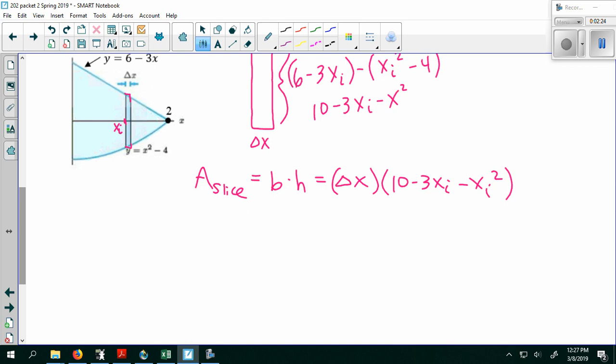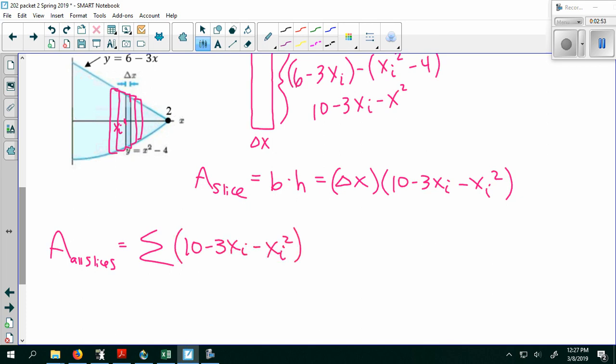So then I'm going to draw a bunch of these rectangles, n of them. I'm going to draw n rectangles moving across here like this. N rectangles. So the area of all those slices is the sum, where each slice has the area 10 minus 3x_i minus x_i squared times delta x, and I'm going to add up n of those slices. And then n of those slices is going to be a decent approximation for the area between those two curves.